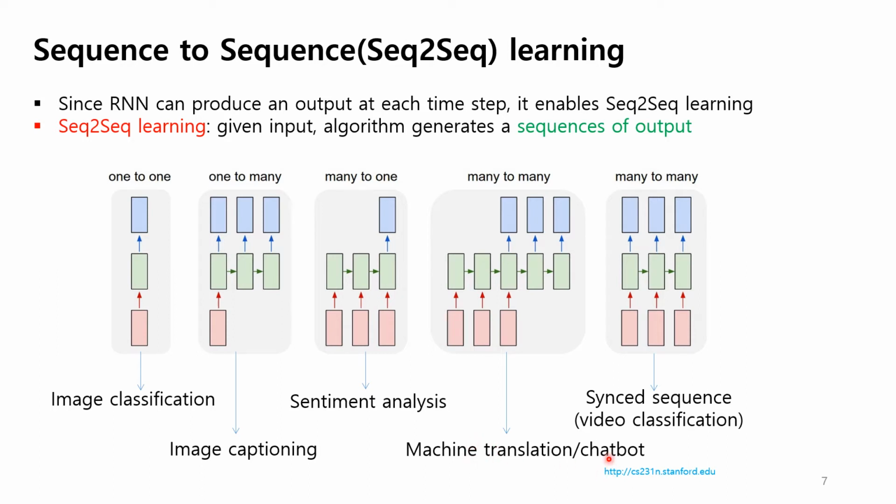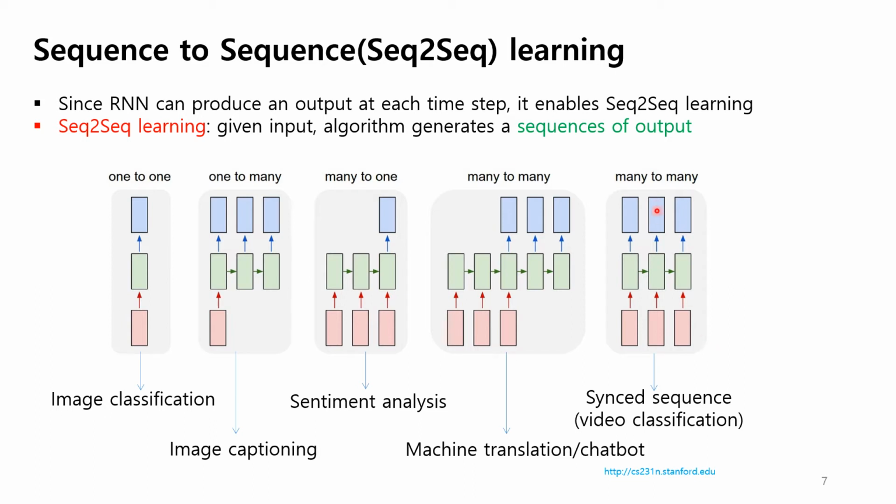Another example is a chatbot. You as a user input a sentence, and you give the sentence to the RNN, in this case a chatbot. The chatbot reads your sentence, and when your input is done, it starts generating a sentence, word by word. So this is another example of a many-to-many case in sequence-to-sequence learning.